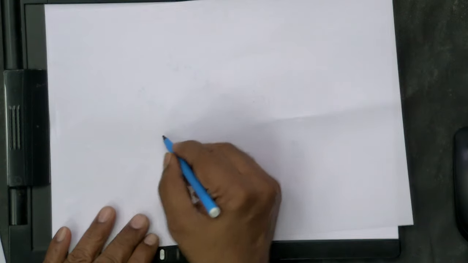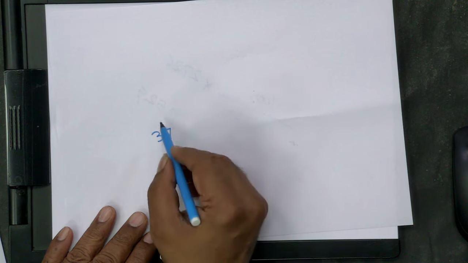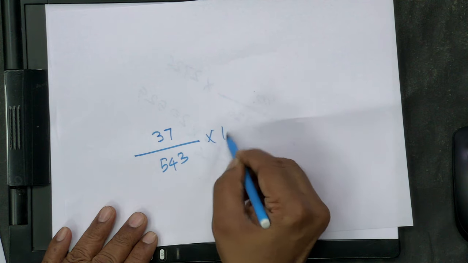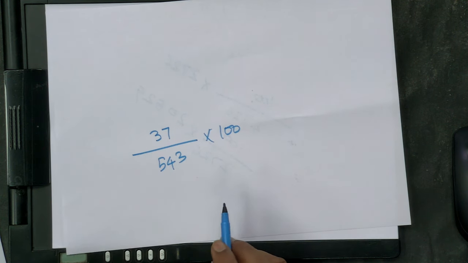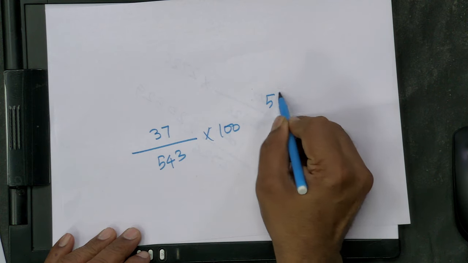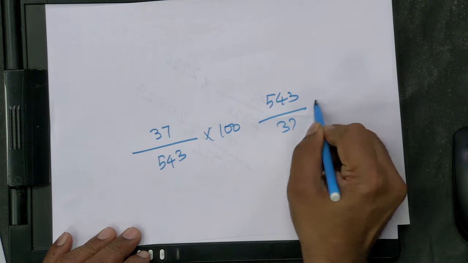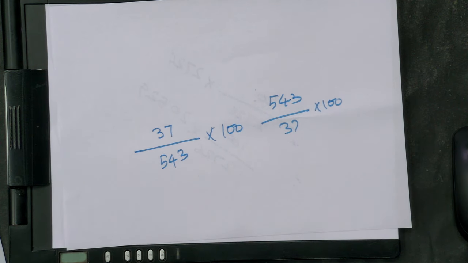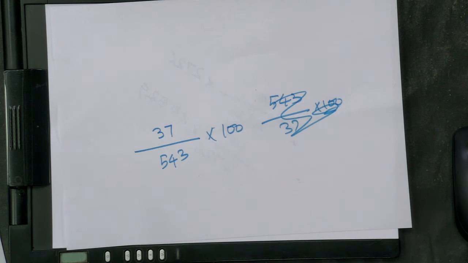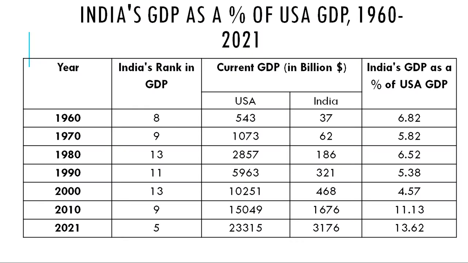I simply put 37 divided by America's GDP of 543, into 100. I looked at these statistics. I also put it the other way around, 543 divided by 37 into 100. No, I think the first is correct. It comes to 6.82. So when compared with the USA, we are producing 7% only.